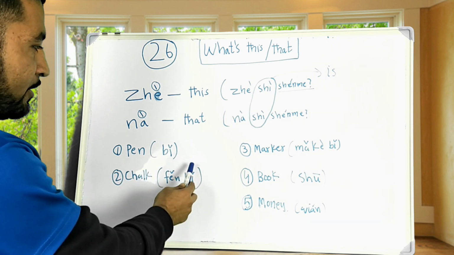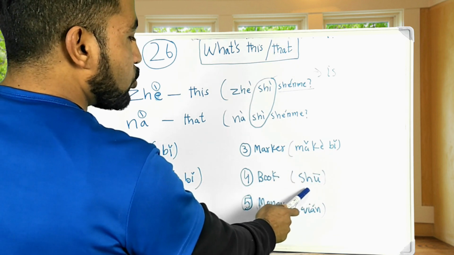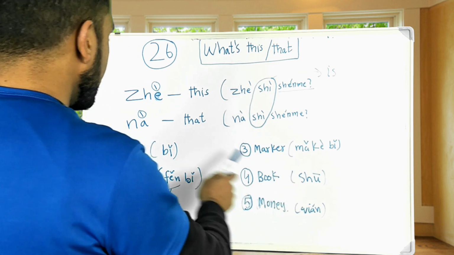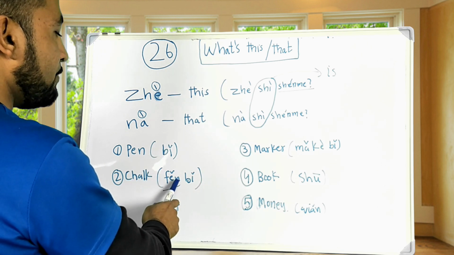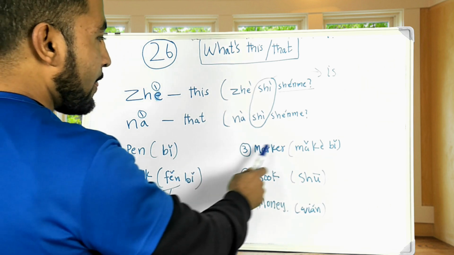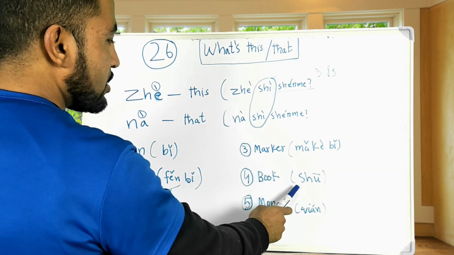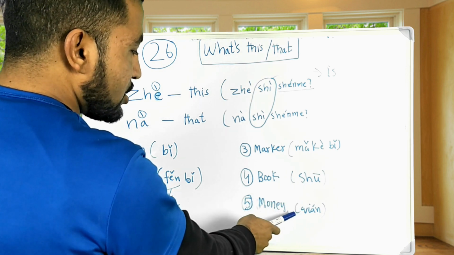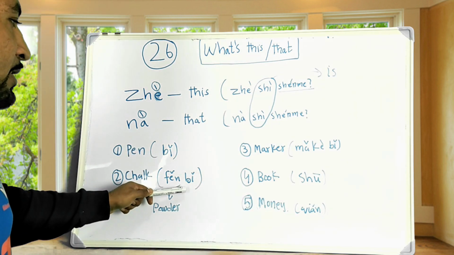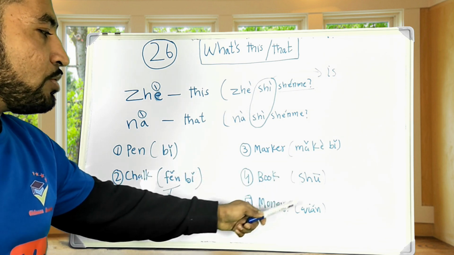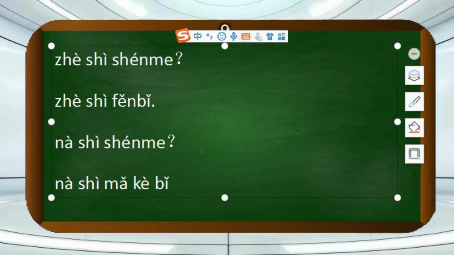笔. 粉笔. 马克笔. 书. 钱. 这是笔. 那是笔. 这是粉笔. 那是粉笔. 这是马克笔，那是马克笔，这是书，那是书，这是钱，那是钱。笔，粉笔，马克笔，书，钱。So now comes to the characters typing session.